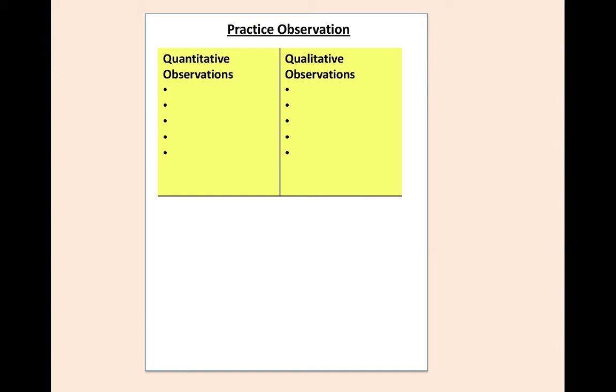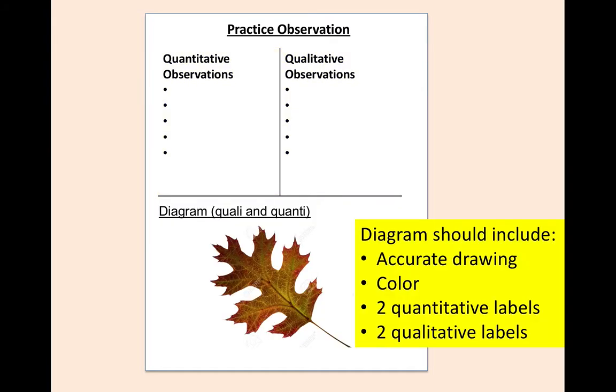Okay, so now you should have 5 observations in the quantitative category and 5 in the qualitative category. On the bottom, we are going to use this space here to do a diagram of your leaf. Okay, now I want you to notice that the title of this says quali and quanti, and that's just my abbreviation for qualitative and quantitative, right?